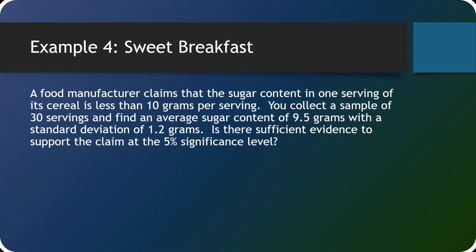All right, let's do another example. In this example, a food manufacturer claims that the sugar content in one serving of its cereal is less than 10 grams per serving. You collect a sample of 30 servings and find an average sugar content of 9.5 grams with a standard deviation of 1.2 grams. Is there sufficient evidence to support the claim at the 5% significance level? So the claim is that it's less than 10 grams per serving.